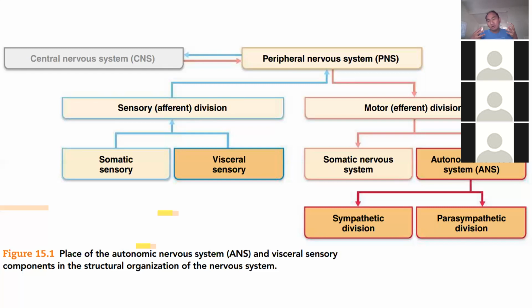So let's say if we eat lots of food, our stomach will bloat and distend, and that distension comes along the peripheral nervous system to the brain, and we know that, hey, our stomach is full. Then what we do is send the response with the motor system, the efferent system, along down, and then we go along the autonomic nervous system.